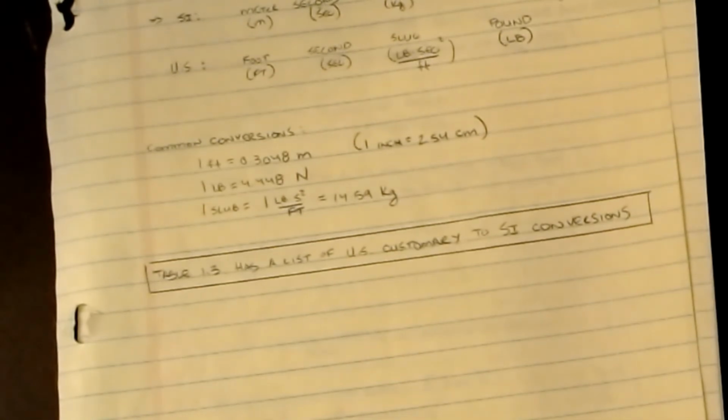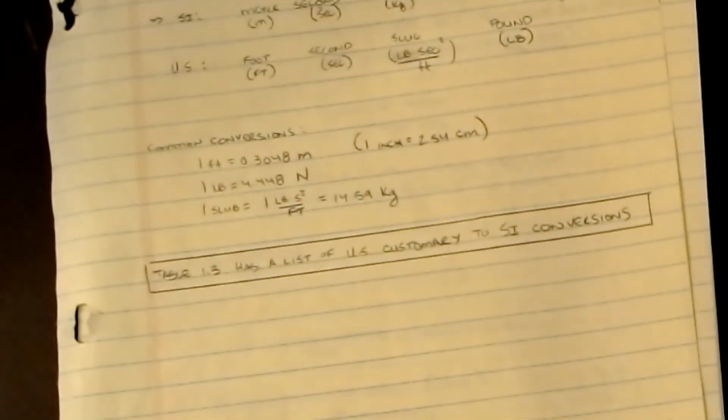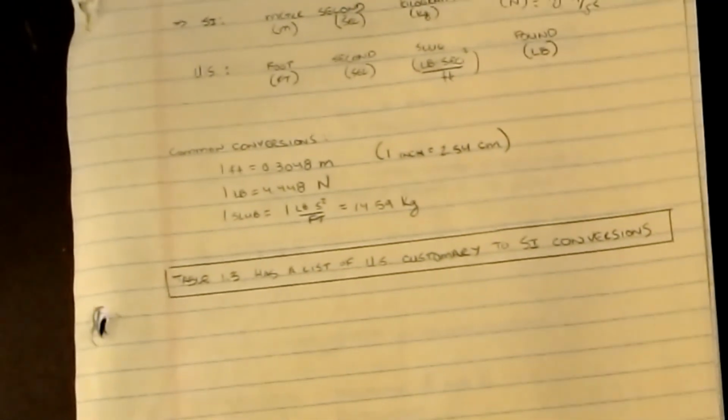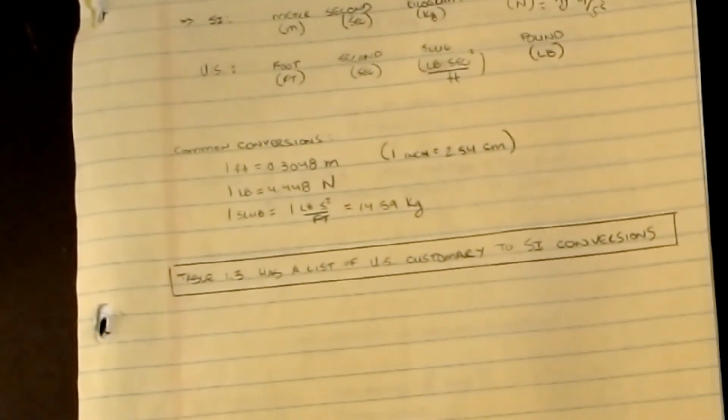Other units in U.S. customary to SI conversions, you can find located in the Beer and Johnson table 1.3. All right, so that gets us our setup for this basic introduction.